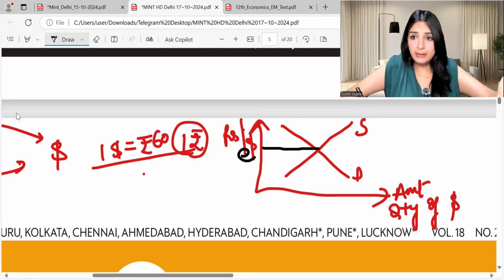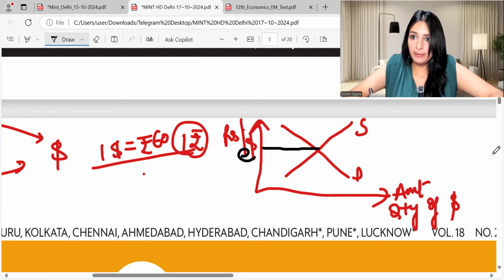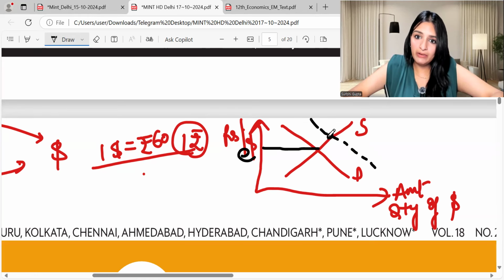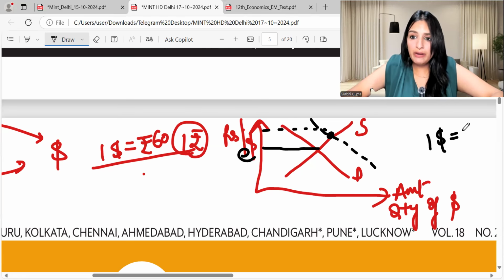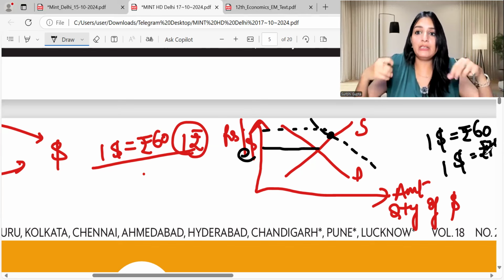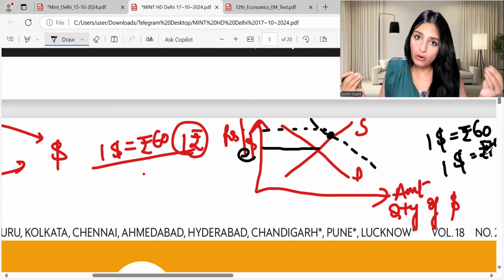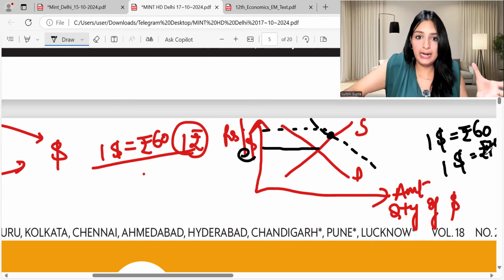If you start demanding dollars more, say for example, if every Indian starts going to USA and they plan a vacation during the vacation month, so demand for dollars increases. When the demand increases, the exchange rate will increase. So earlier, just to buy $1, you had to pay 60 rupees. Now for $1, you may have to pay rupees 70 or rupees 80. So your rupee is getting weaker and weaker, and the dollar is getting stronger because now to get one more dollar, you have to pay more rupees, right? So that is known as depreciation of rupee.